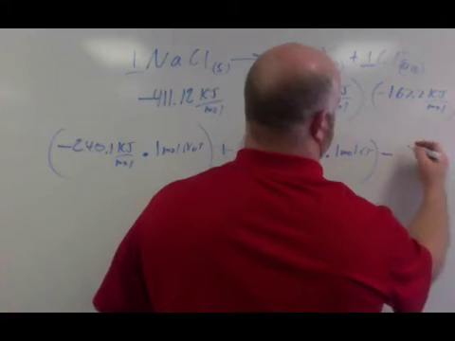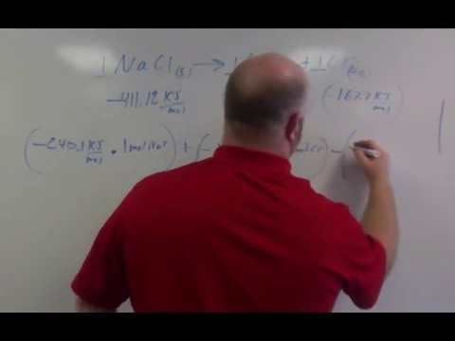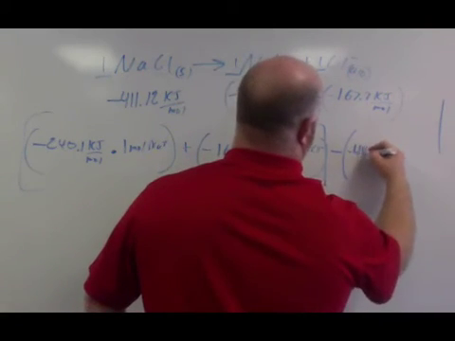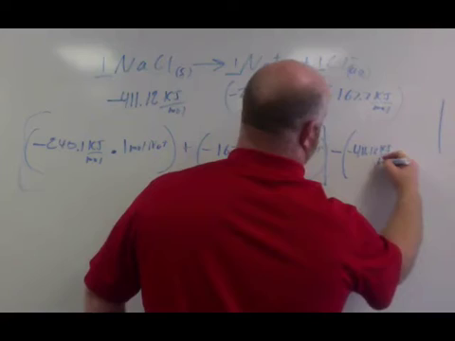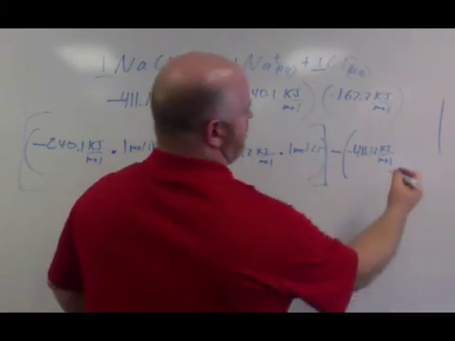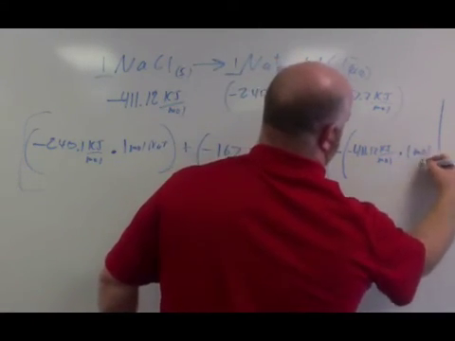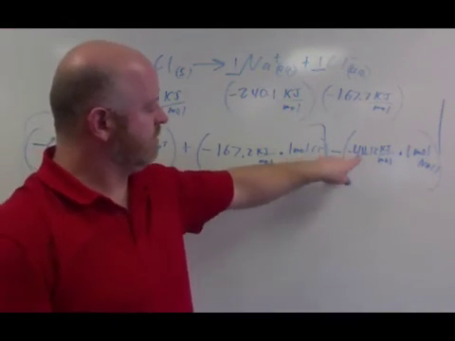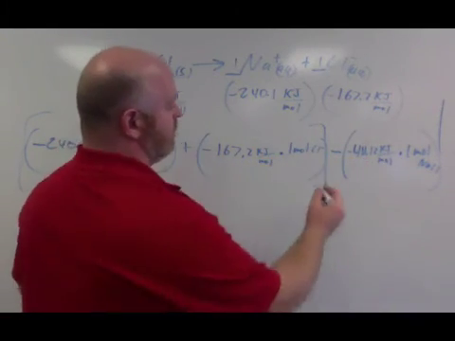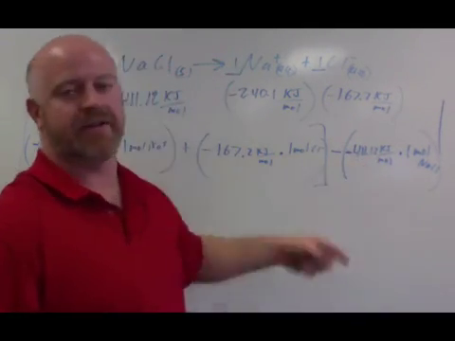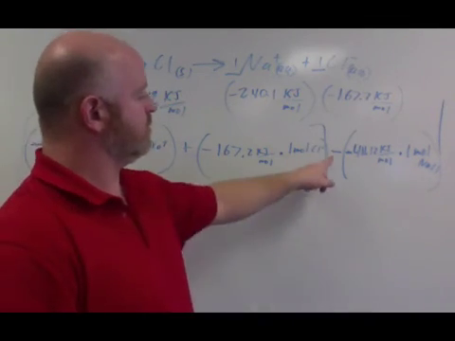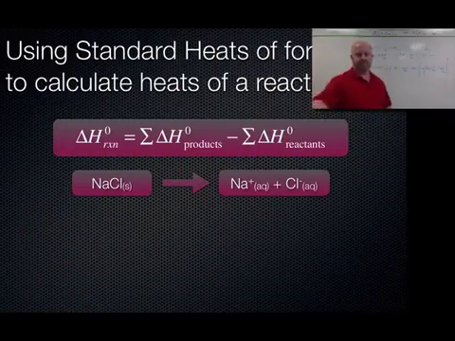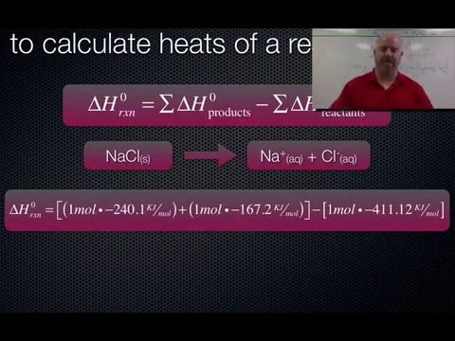So we're going to subtract the negative 411.12 kilojoules per mole. Take that times 1 mole of sodium chloride. Okay. Now essentially we're subtracting the reactant, again, because we don't want the formation of the reactant, we want the separation of the reactants. So by subtracting that, we're essentially factoring that into our equation. Okay? So if you plug all these numbers in, we get an equation that looks like this on our screen.